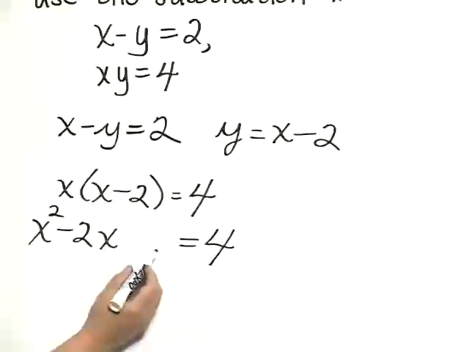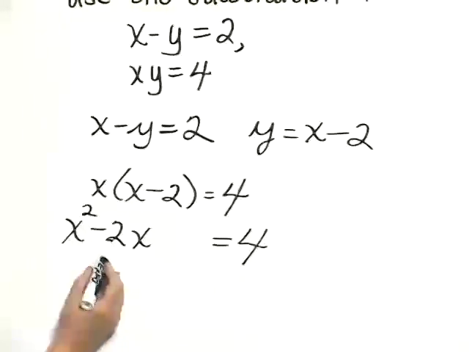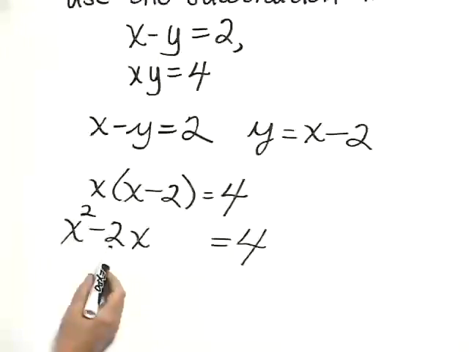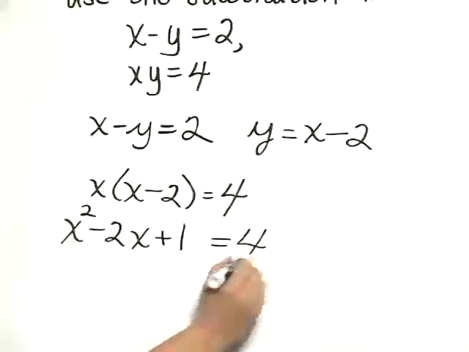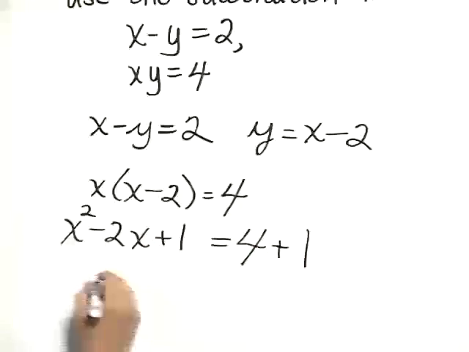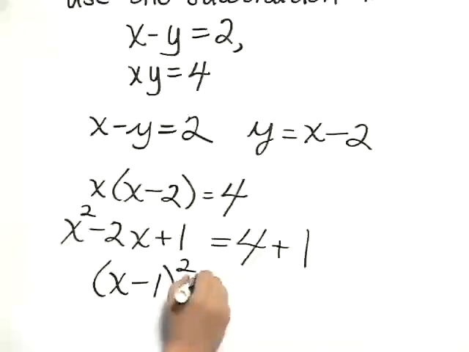Now I've left space here because I can complete the square pretty readily in order to solve. Taking half of negative 2, which is negative 1, and squaring it, which is 1, I add 1 to both sides of the equation. And that gives me (x minus 1) squared equals 5.